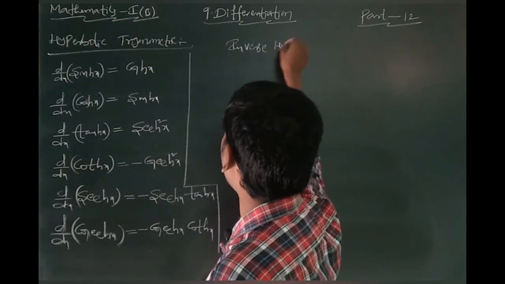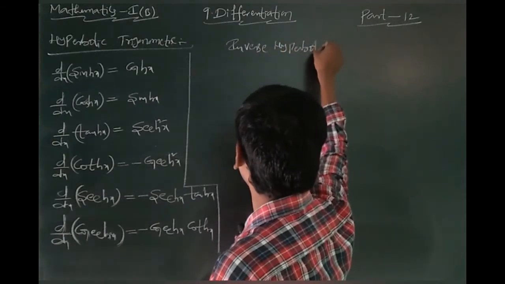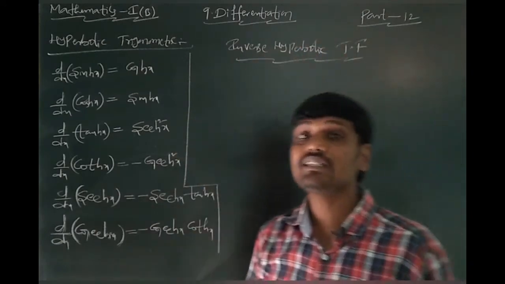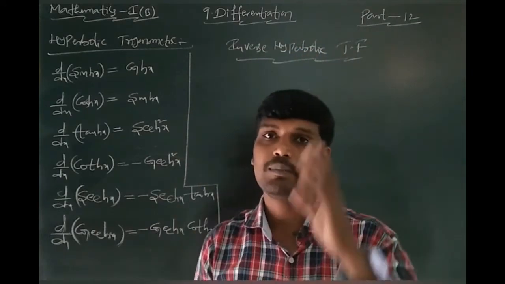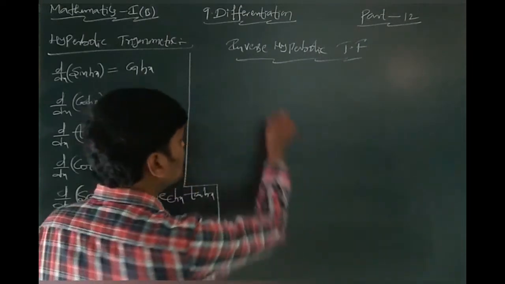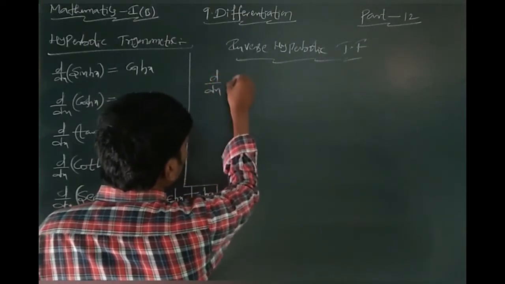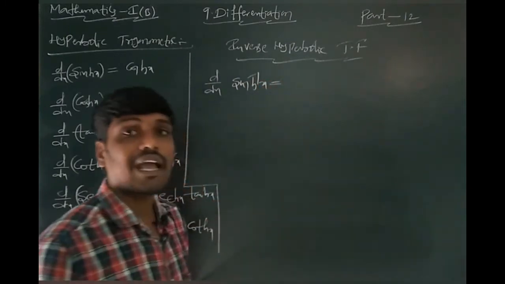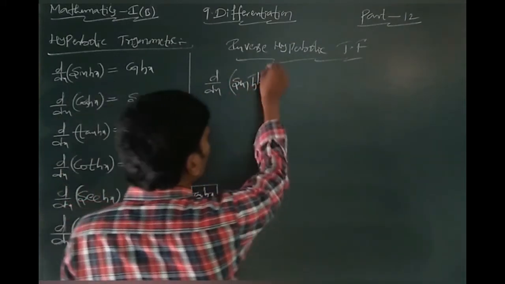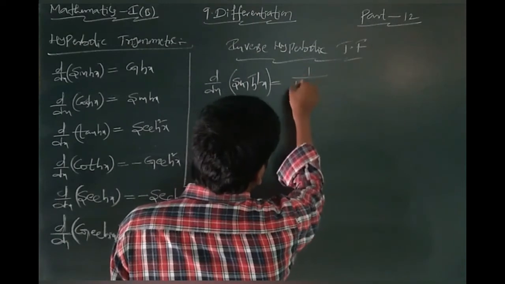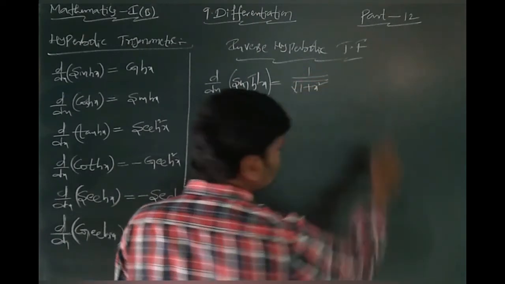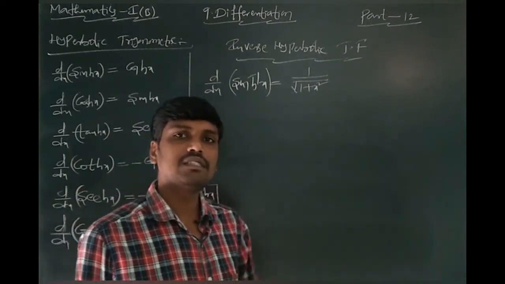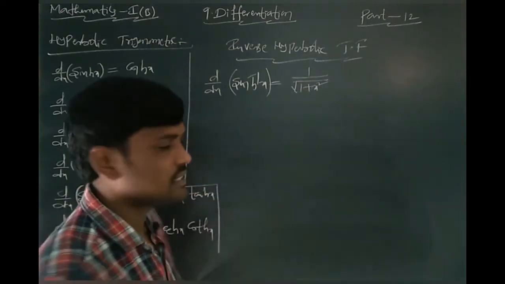Inverse hyperbolic trigonometric functions. In these also there are 6. What is the first one? Derivative of sin h inverse x is equal to 1 by square root of 1 plus x square.